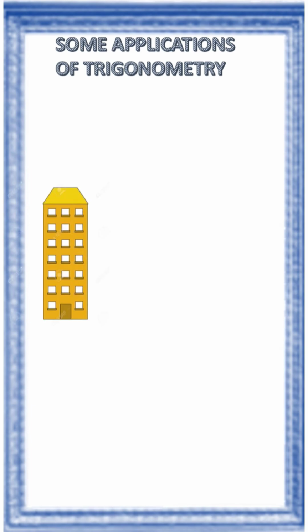Some applications of trigonometry. What are the applications of trigonometry? To measure heights and distances. There are some technical terms in order to understand the applications. What are they? For example, this is a building. We can measure the height of the building. This is the observer.